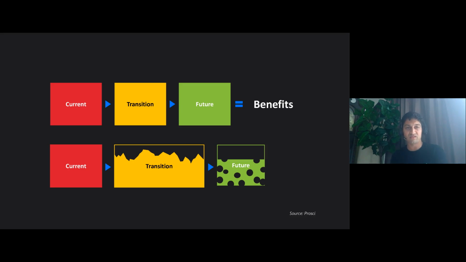Okay, so the graphic at the top is really what we think the change looks like, right? You have your current state, you transition, reach the future state, and you get all the benefits that you were promised when you embarked on this journey. The reality is a bit different. During transition, you have your upheavals, your ups and downs, and so on. And the future state ends up looking like a block of cheese almost. There are holes in there that need to be plugged, and a lot of it is because the adoption and change and comms journey has not been managed properly.